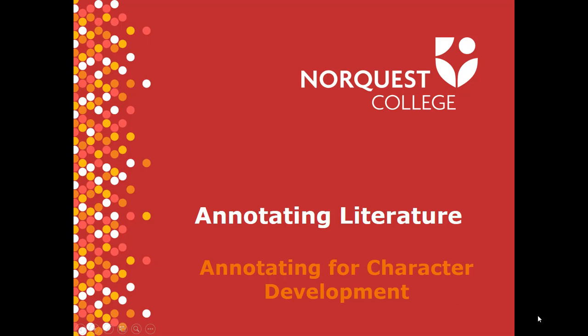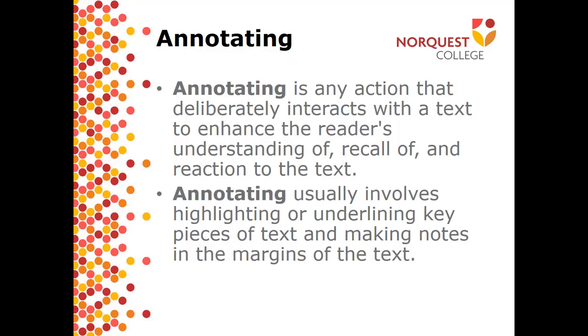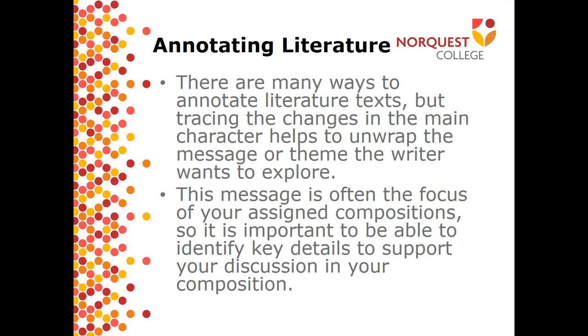This is a presentation on annotating literature, specifically for character development. Annotating is any action that deliberately interacts with the text to enhance the reader's understanding of, recall of, and reaction to the text. Annotating usually involves highlighting or underlining key pieces of text and making notes in the margins of the text. There are many ways to annotate literature text, but tracing the changes in the main character helps to unwrap the message or theme the writer wants to explore.